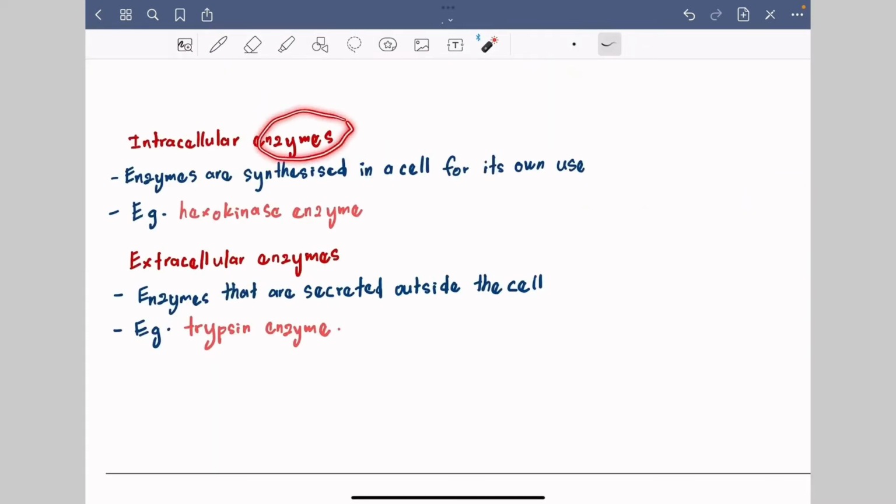Enzymes. There are two types of enzymes, which are intracellular enzymes and extracellular enzymes. Intracellular enzymes are enzymes that are synthesized in a cell for its own use. For example, hexokinase enzyme. This is an enzyme used to convert glucose into ATP during the respiration process. And then extracellular enzymes. These enzymes are secreted outside of the cell, for example trypsin enzyme. This is an enzyme found in the lumen of the small intestine that can digest protein.